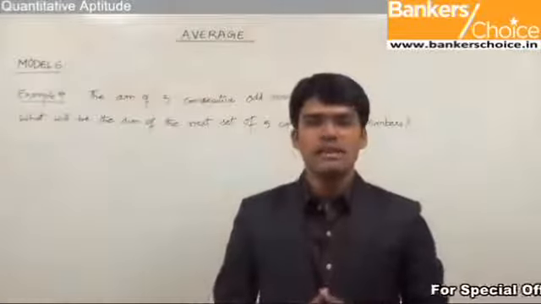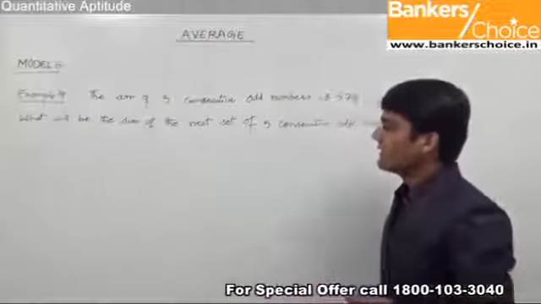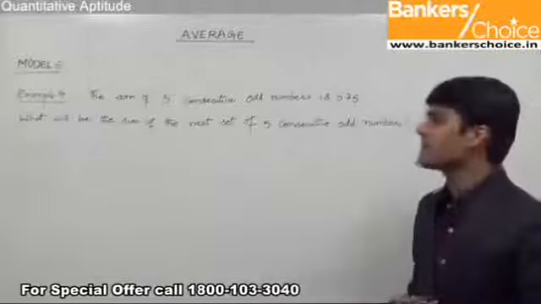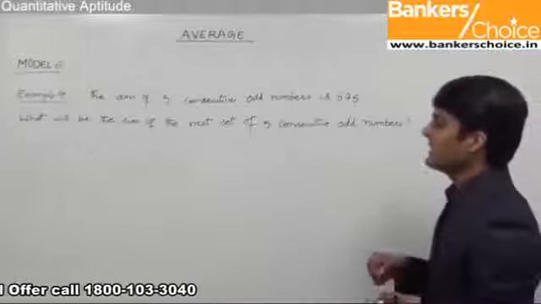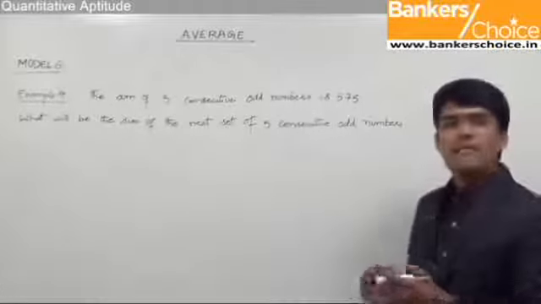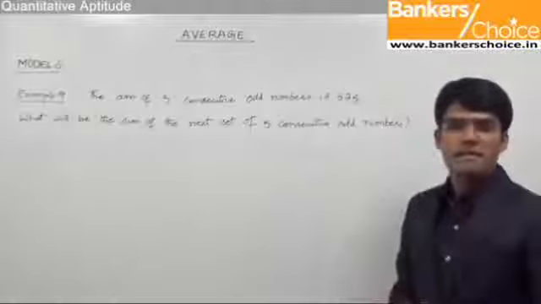Let us now look at one of the interesting questions from consecutive numbers. The question here is, the sum of 5 consecutive odd numbers is 575. So what will be the sum of the next set of 5 consecutive odd numbers? So as given, we have a set of 5 consecutive odd numbers whose sum is 575.